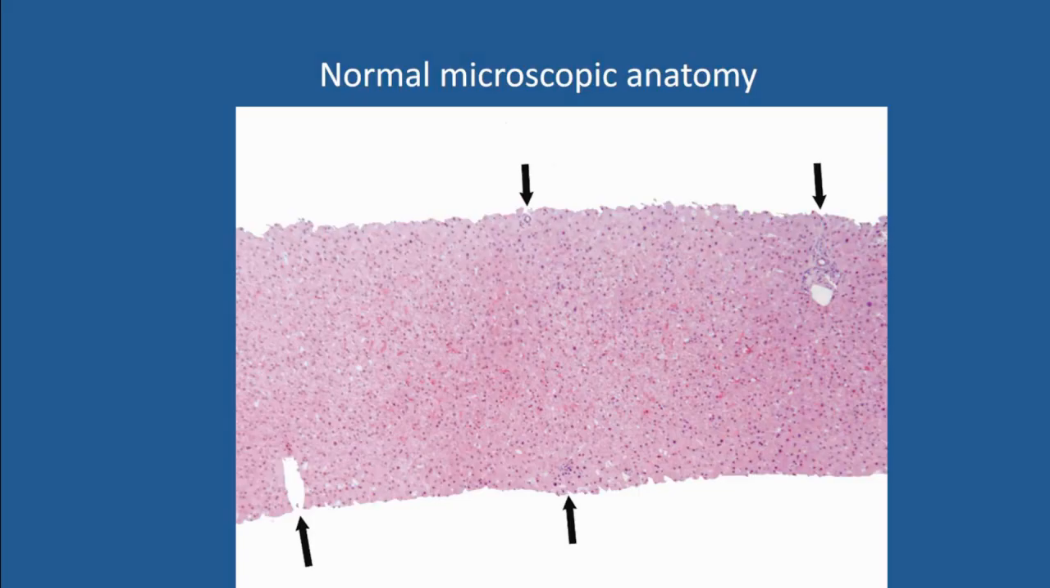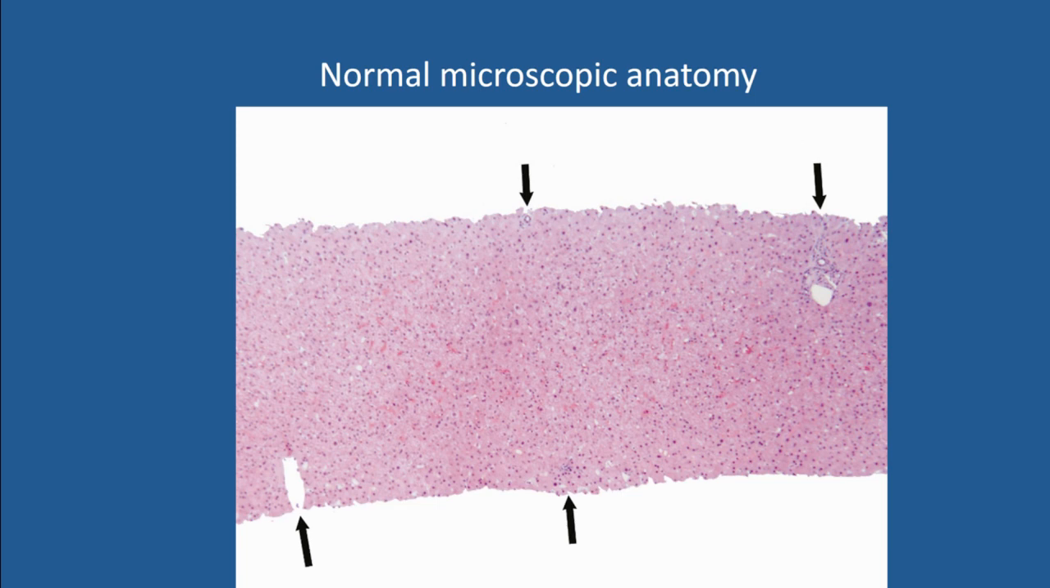So to emphasize, when we're looking at the architecture of the liver and there is no obvious fibrosis, how do we determine if it's normal or not normal? Well, make sure that we look for the presence of portal tracts, some of which might be really small, that occur at regular intervals.